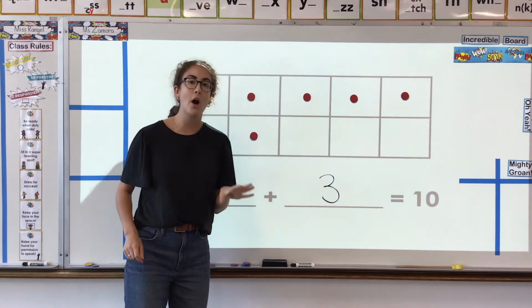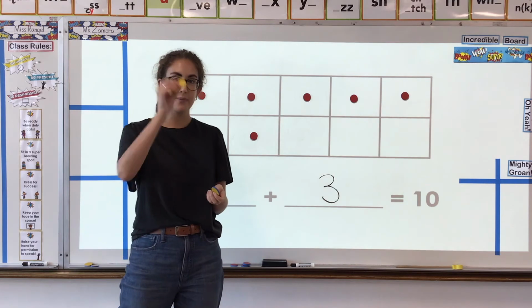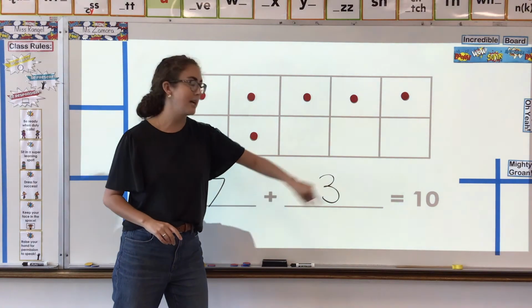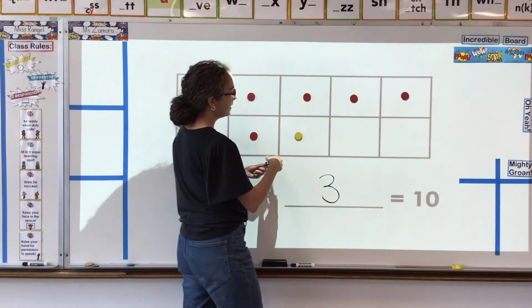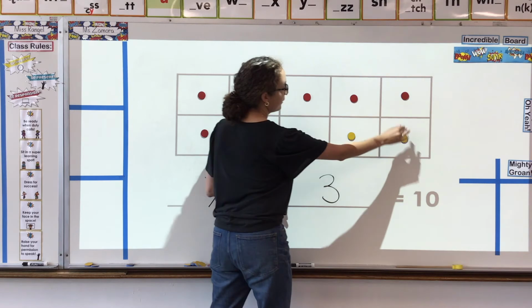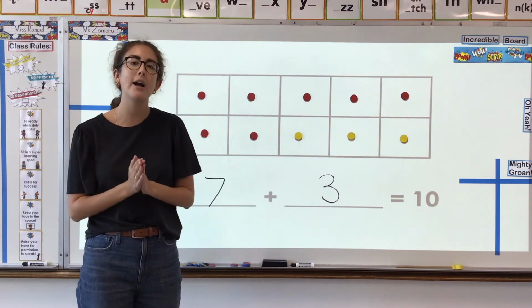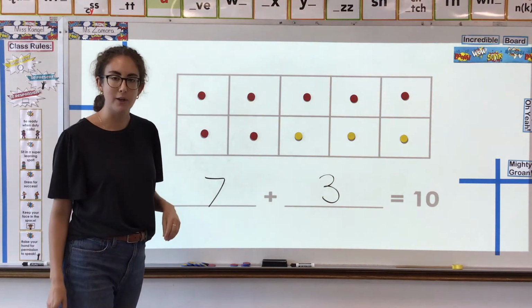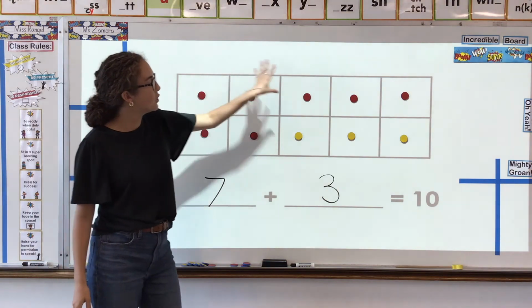And we can use our counters to double check. So take your other color. I have yellow. And let's double check that 7 plus 3 equals 10. We got 7. And then 1, 2, 3. Ta-da! We proved our addition sentence. We showed how this was true. So we can see these 2 different colors together.